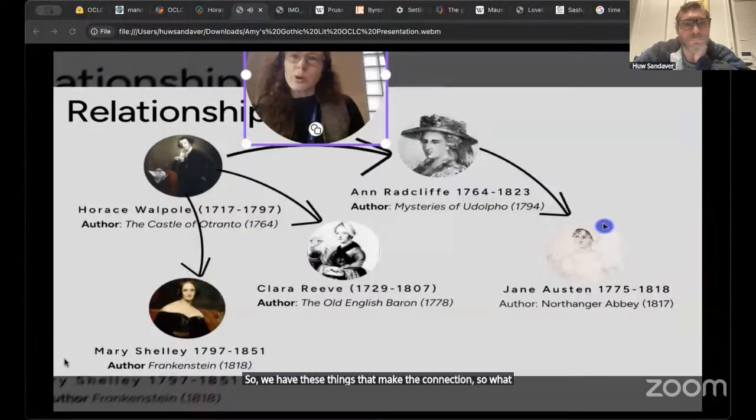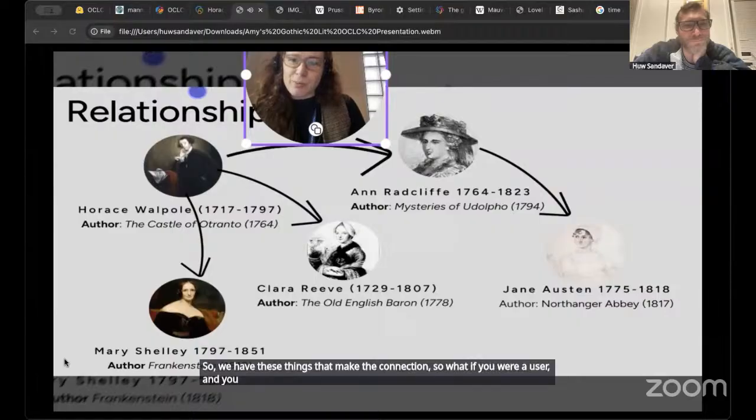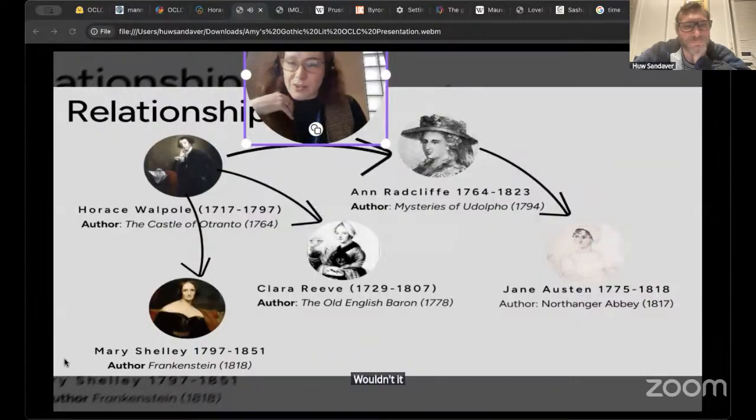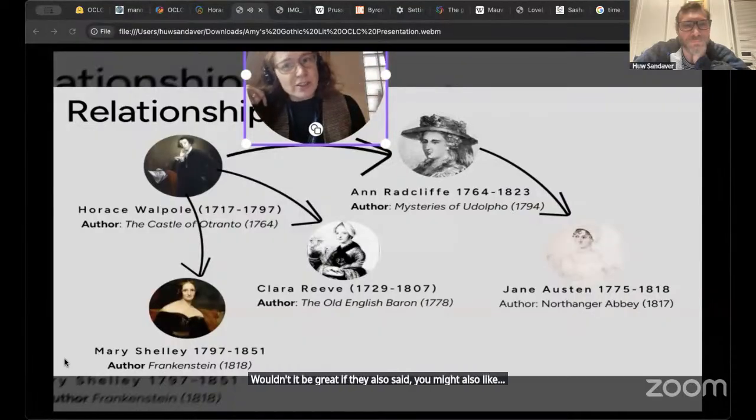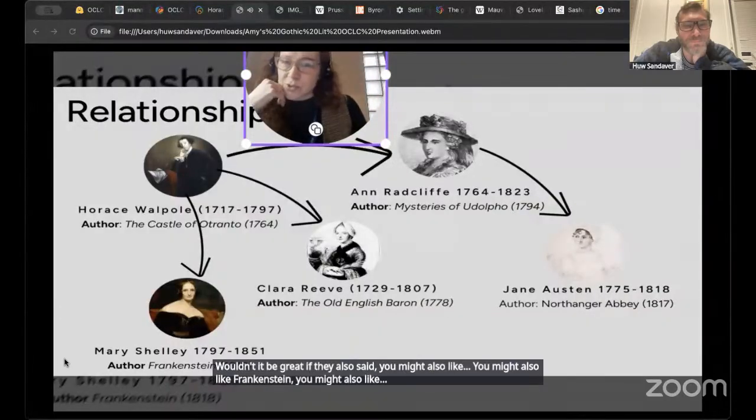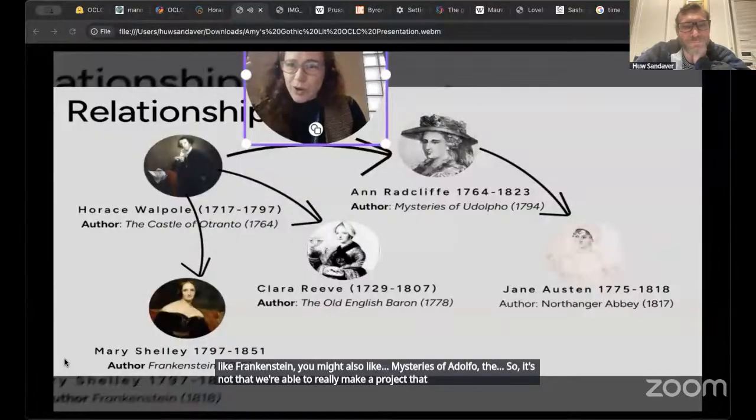So what if you were a user and you're trying to find a book in the library and you just want to read Castle of Otranto? Wouldn't it be great if they also said, you might also like Frankenstein, you might also like Mysteries of Udolpho? So it's not that we're able to really make a project that changed the world, but it helped us to just explore the possibilities of linked data.